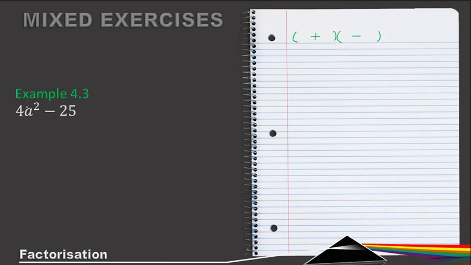And then what is the square root of 4a squared? The square root of 4a squared is just 2a. So then I write 2a over here and over here, and then the square root of 25 is just 5. So I write 5 over here and over there.